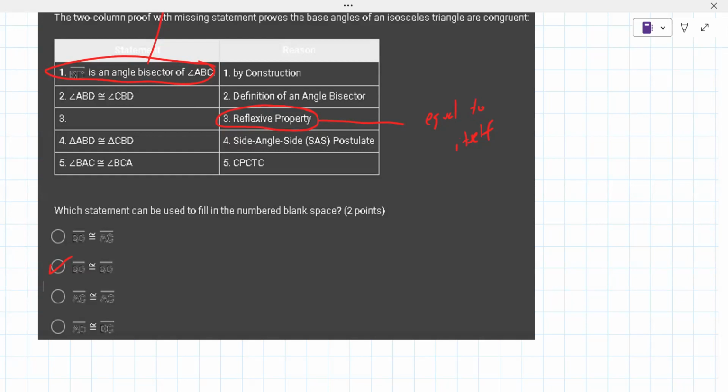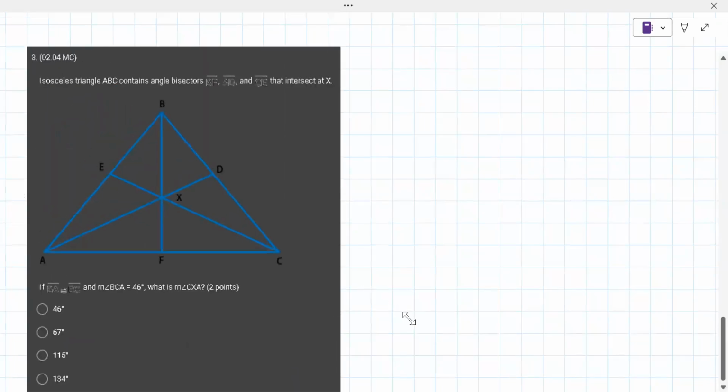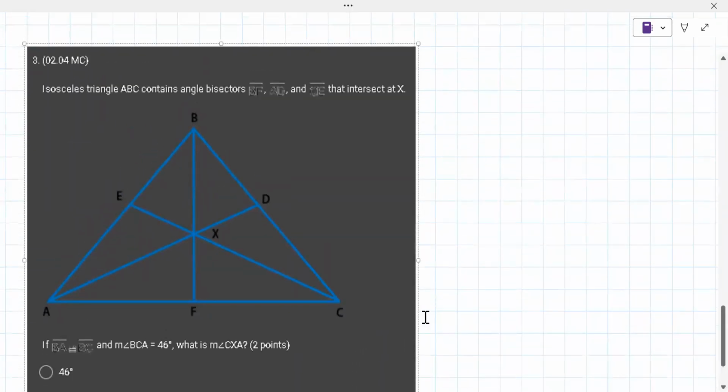Nice. Right, so I think we're up to this one here. This triangle ABC contains angle bisectors BF, AD, and something else, I guess CE, that intersect at a point. So they're all angle bisectors. That means this angle is equal to this angle, this angle down here is equal to this angle down here, and so on. And there probably is more to it. I believe these are 90 degrees down here at the bottom.